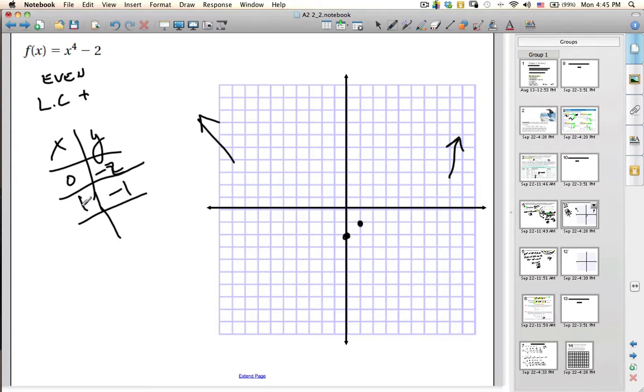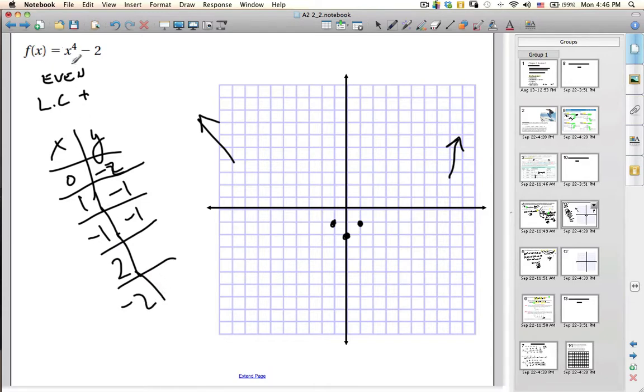If that's true for 1, what would happen with -1? If I take -1 to the 4th power, it's also equal to 1. And when I subtract 2, that's also -1. So what's important for you to notice is that when I only have the variable going to an even power, I don't have to do a whole ton of these to know that if I plug in +1 or -1, the even power is going to make it end up being the same no matter what I plug in. So if I get a value for 2, it's going to be the same value for -2.